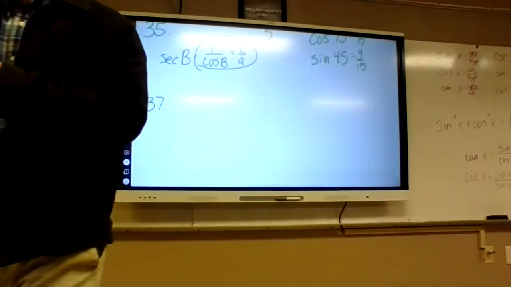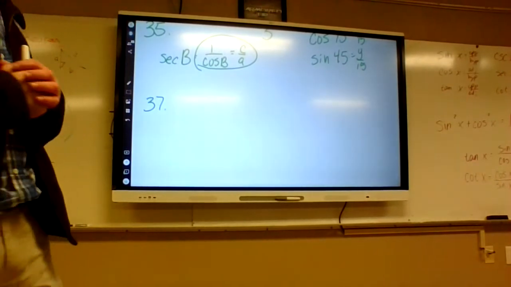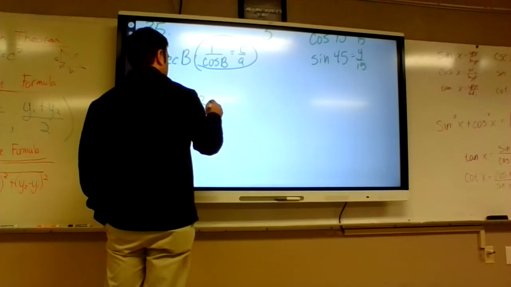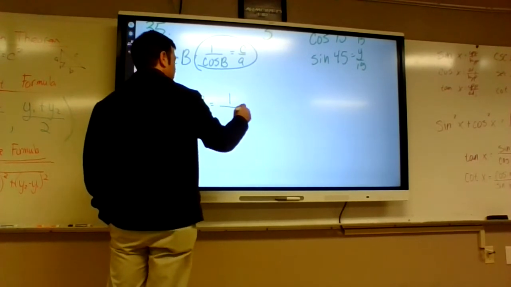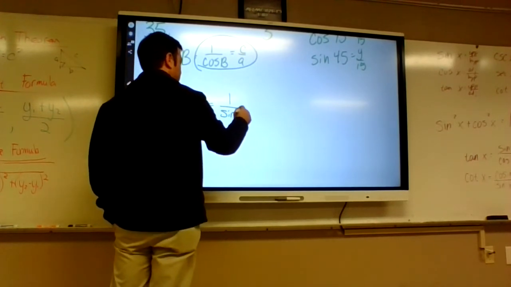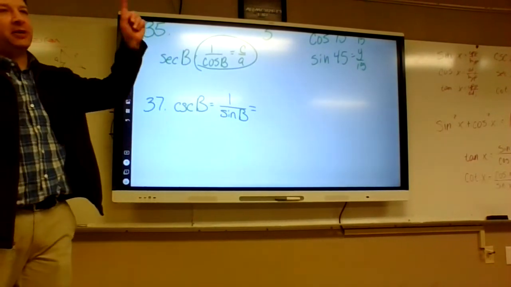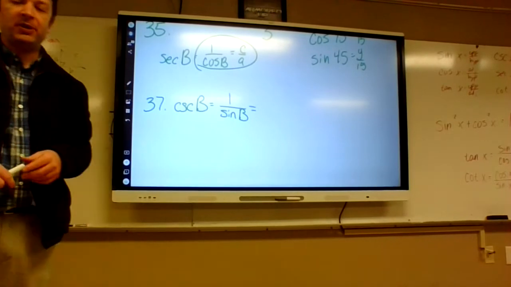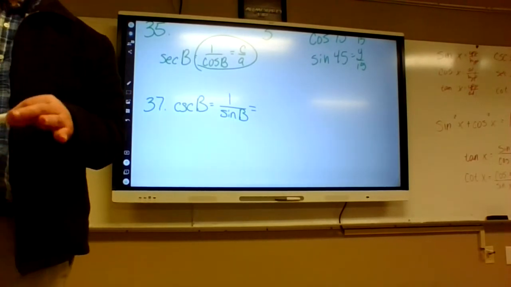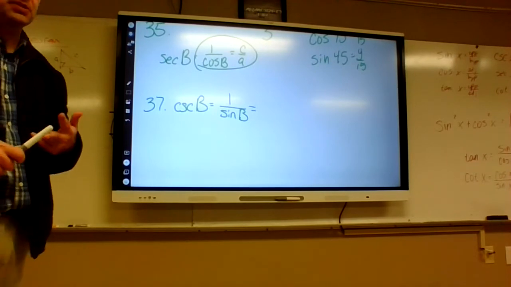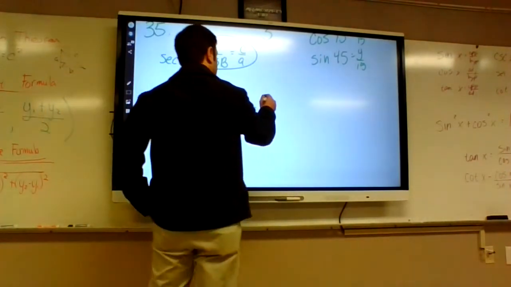Number 37 is another one. On 37, we're supposed to do cosecant of B. Cosecant is the reciprocal of sine. Sine is opposite over hypotenuse, so cosecant is hypotenuse over opposite. Relative to angle B, what's the hypotenuse? C. What's the opposite? B. So this would be equal to C over B.